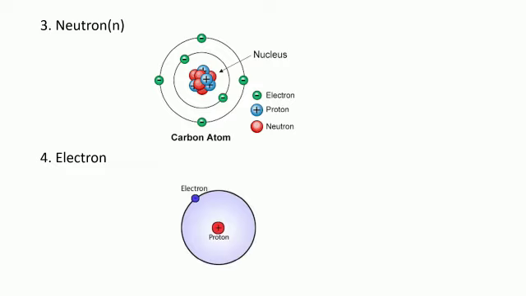Electrons revolve around the nucleus in an orbit. The orbit is also called a shell, which we studied earlier. The number of electrons in the extranuclear part is equal to the number of protons. Since the mass of an electron is negligible, the mass of an atom is mainly due to the number of protons and neutrons in the nucleus.